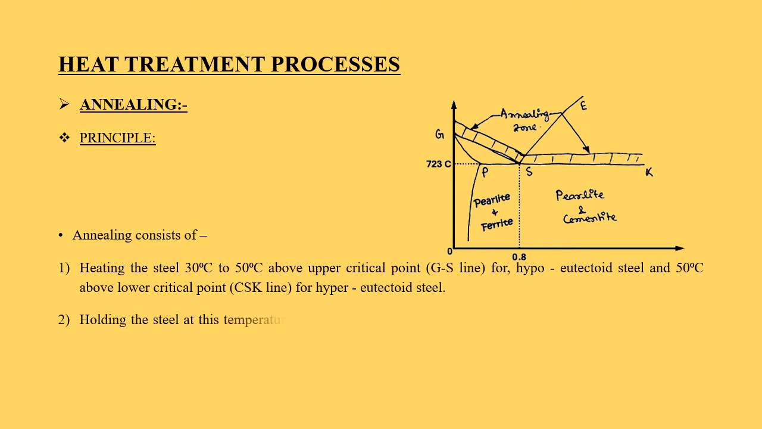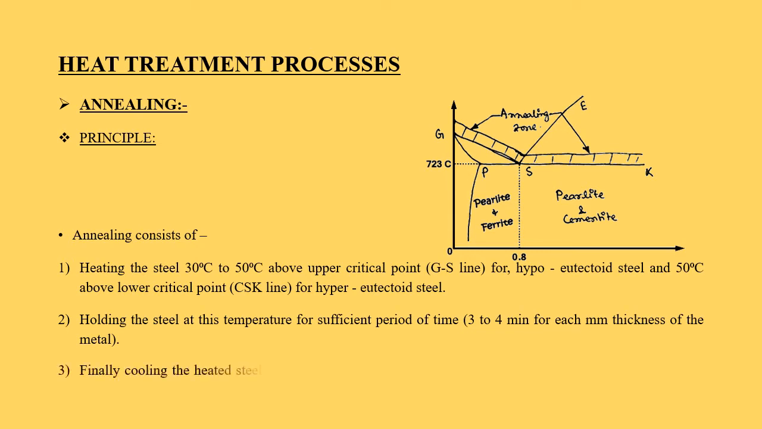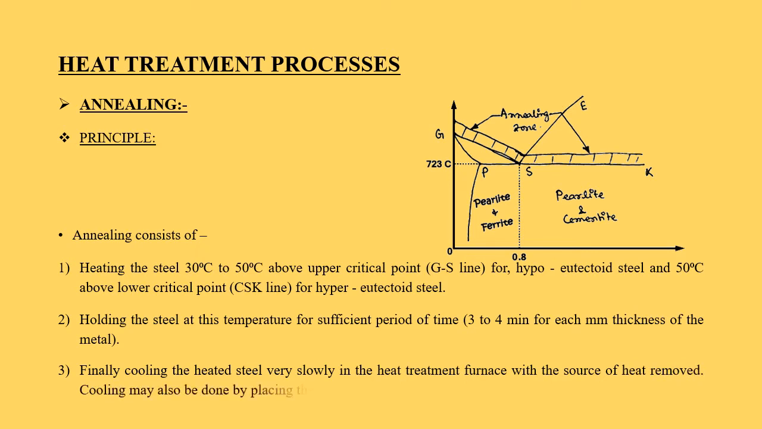Now holding the steel at this temperature for a sufficient period of time, that is 3 to 4 minutes for each millimeter thickness of the metal, and finally cooling the heated steel very slowly in the heat treatment furnace with the source of heat removed. Cooling may also be done by placing the heated parts under a non-conducting material such as sand or lime or ash.